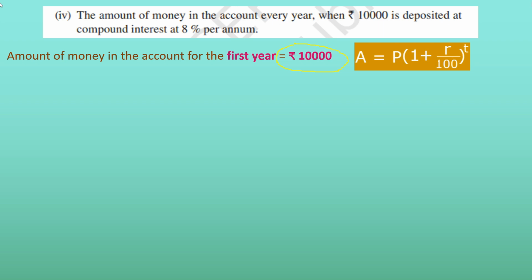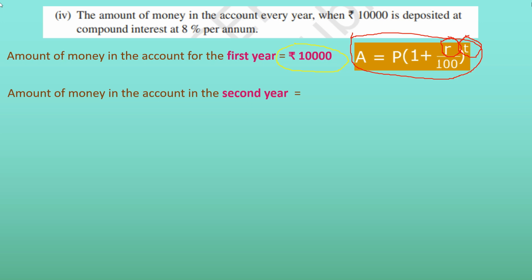For the second year, the general formula that we use to find the amount is this. Okay, A is equal to P(1 + R/100)^T. What is R here? R is the rate of interest, and in this case the rate of interest is 8%. T is the time period, so it's for 1 year, per annum. The compound interest is computed on a yearly basis. We are computing the amount in the bank account after 1 year, meaning for the second year. So we'll just put the values in this simple formula and solve it to find out the amount.